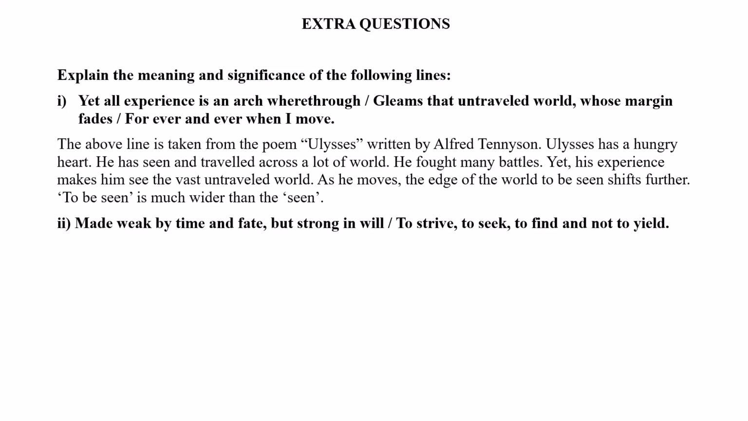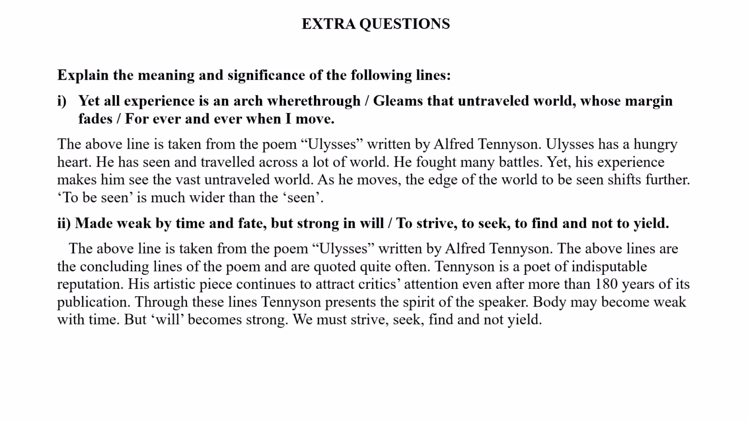Second line, made weak by time and fate, but strong in will to strive to seek to find and not to yield. Very, very important line, students. The last line of the poem. So the above line is taken from the poem Ulysses written by Alfred Tennyson. Remember the authors' names, all of you, most of the students I find them making spelling errors with the authors. So Ruskin Bond, one student wrote Risking Bond. So please be very, very cautious about your spelling, students, especially the authors. So the above lines are the concluding lines of the poem and are quoted quite often.